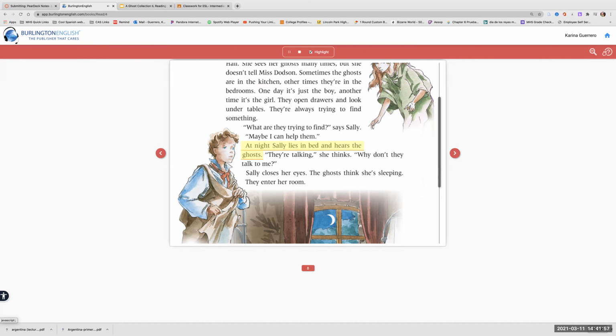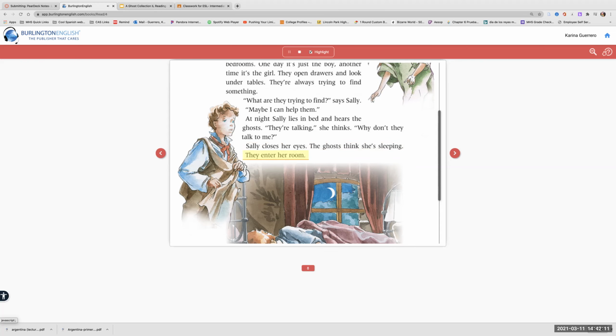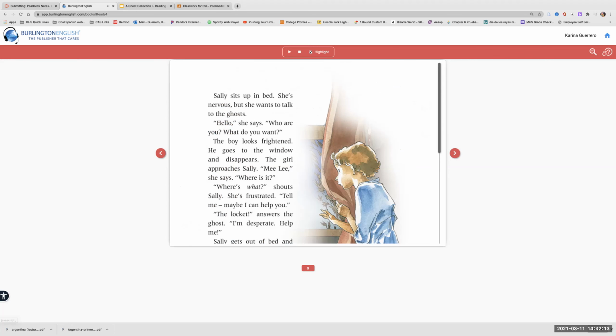At night, Sally lies in bed and hears the ghosts. They're talking, she thinks. Why don't they talk to me? Sally closes her eyes. The ghosts think she's sleeping. They enter her room. Sally sits up in bed. She's nervous, but she wants to talk to the ghosts. Hello, she says. Who are you? What do you want? The boy looks frightened. He goes to the window and disappears.